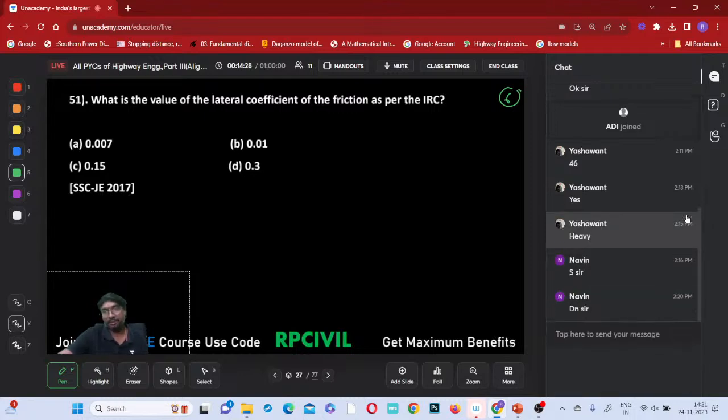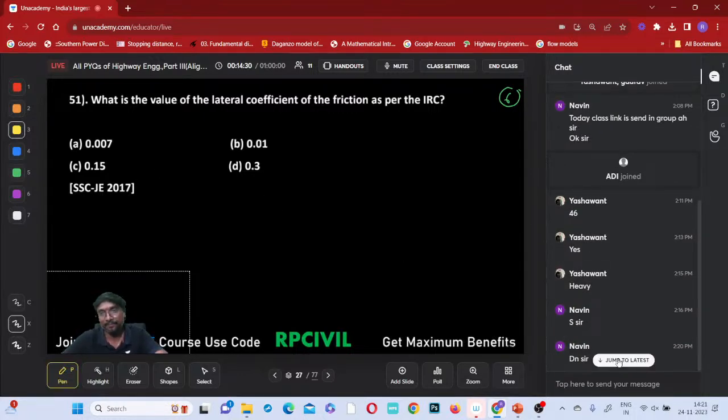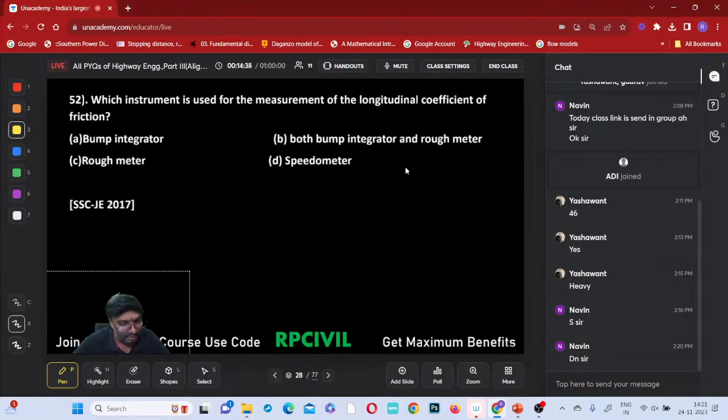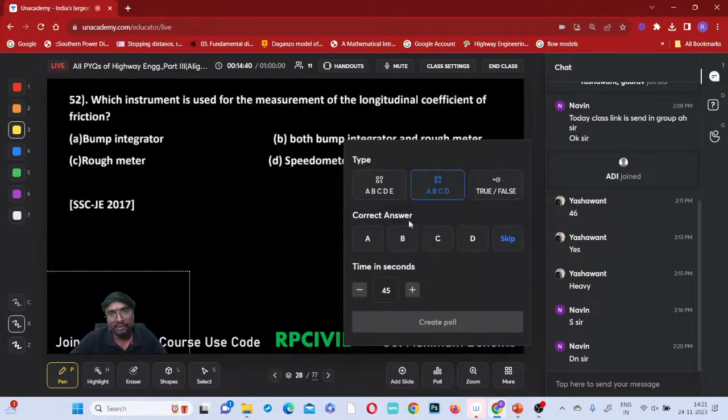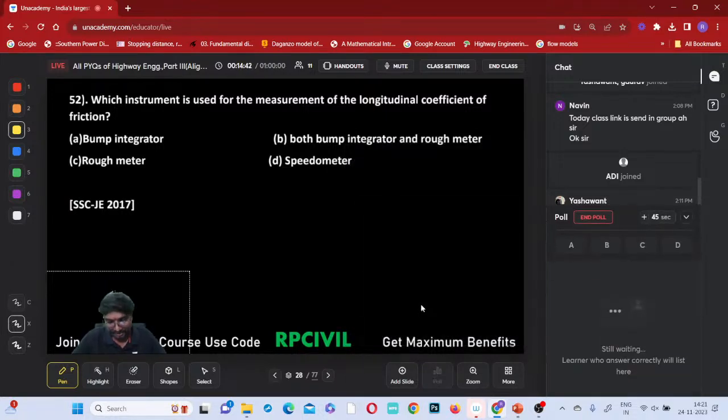Right, so this is the leaderboard. So what is the value of the lateral coefficient of friction as per IRC? Which one? 0.15 is the lateral coefficient of friction you are having now. Shall we move to the next question? So try to select the answer.